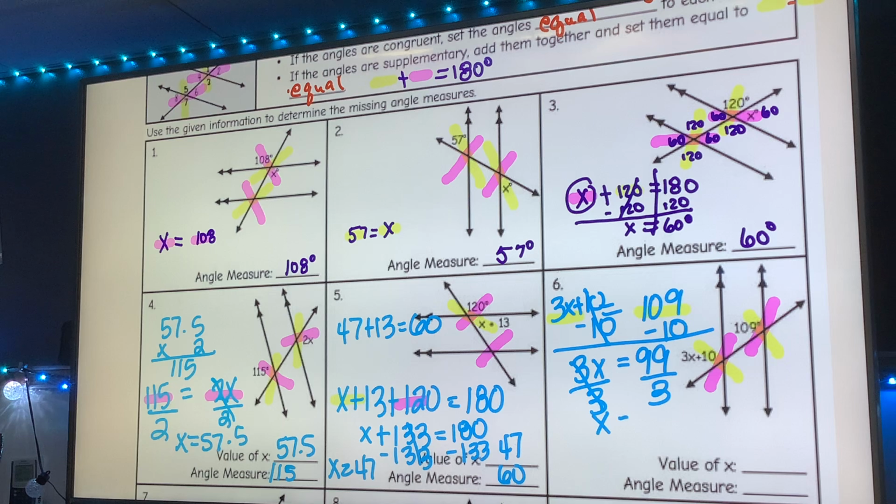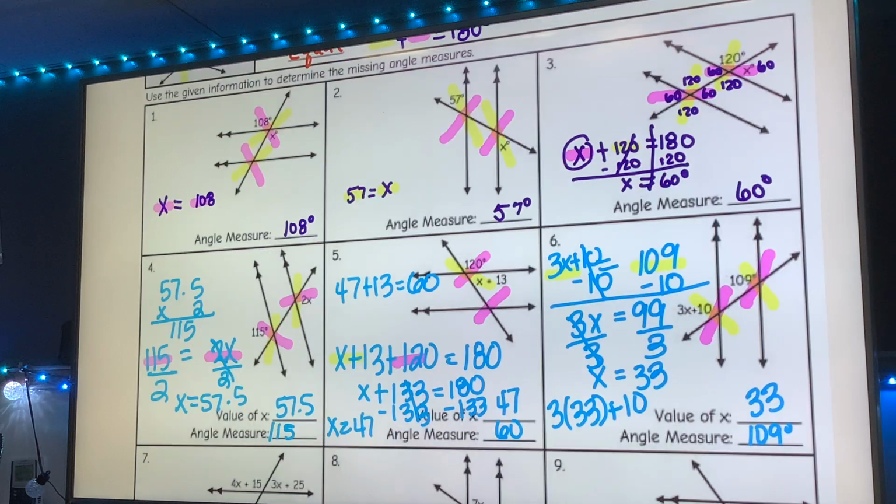And x equals 33. But you have to plug that back into your x. So 3 times 33 plus 10. And your final answer should be 109 degrees. And of course you can put that into your Math App Enter.